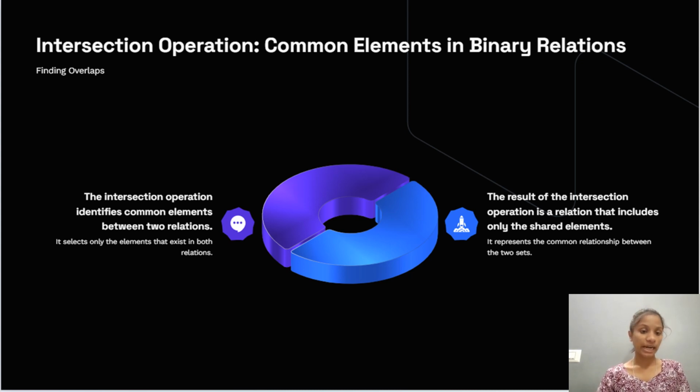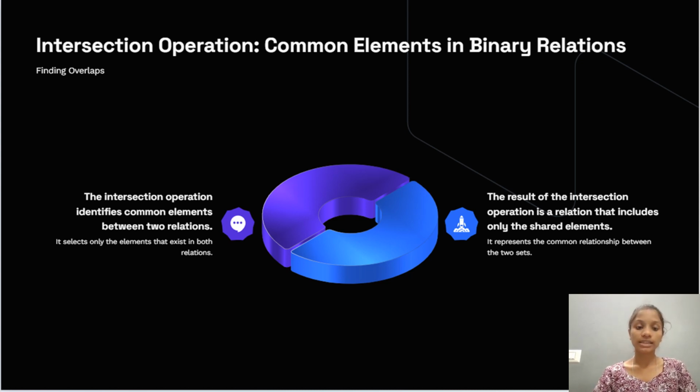The intersection operation identifies common elements between two relations. See, if there are two relations or tables, in those two relations we'll only take the common values, such that the value should be present in table 1 and also in table 2. The values present in both tables are taken by using the intersection operation.